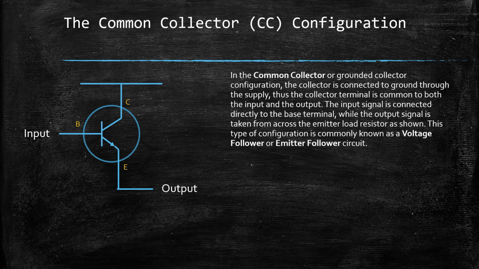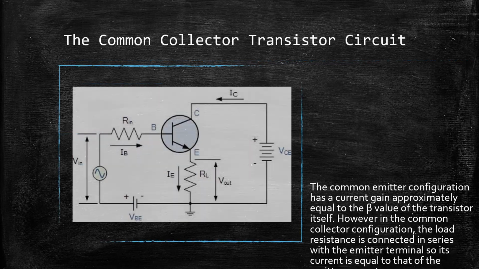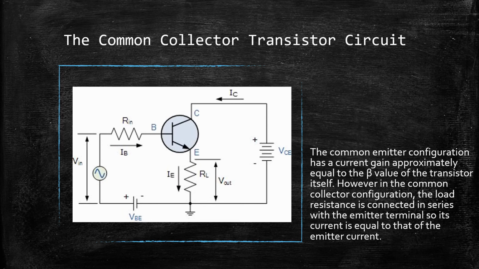The common collector, or emitter follower configuration, is very useful for impedance matching applications because of its very high input impedance, in the region of hundreds of thousands of ohms, while having a relatively low output impedance. The common emitter configuration has a current gain approximately equal to the beta value of the transistor itself. However, in the common collector configuration, the load resistance is connected in series with the emitter terminal, so its current is equal to that of the emitter current.